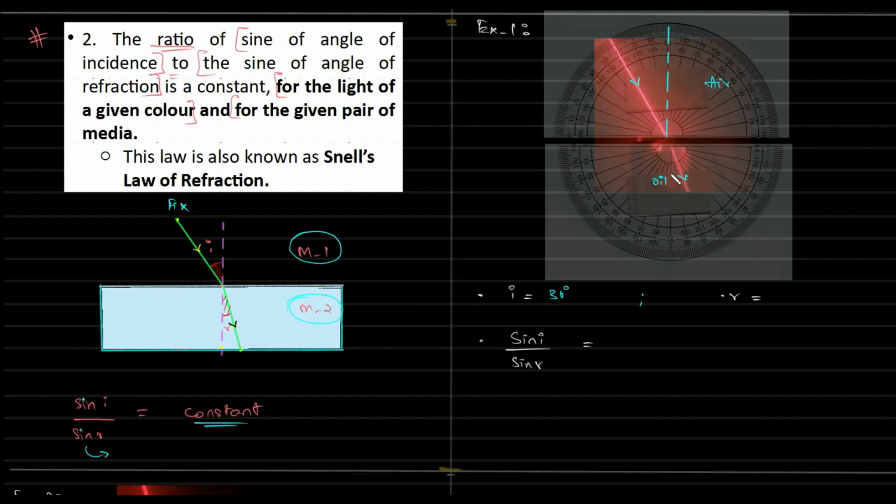This is around how much? Let me extend this. It looks to be around 21, right? So this is 10, 20, a bit more than that. You can pause and zoom in if you guys want to. So this is 31 and 21. And this is your normal.